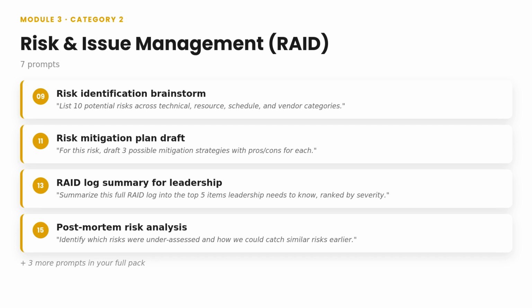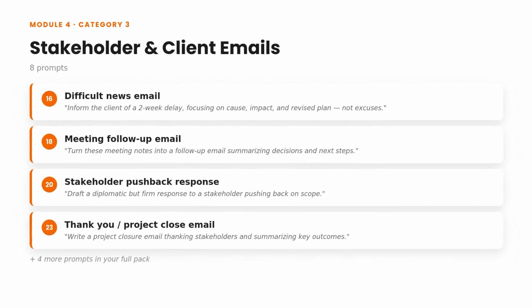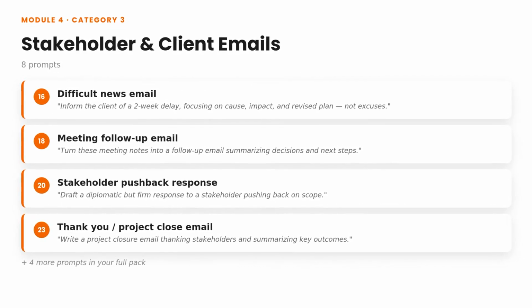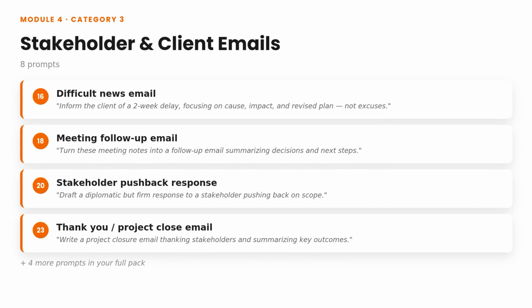Category 3. Stakeholder and client emails. This is the category that saves the most emotional energy, not just time. Delays, pushback, and bad news are hard to write when you're also managing your own frustration. 8 prompts here, including one specifically for handling stakeholder pushback, diplomatically but firmly.